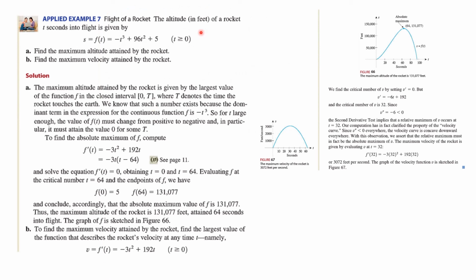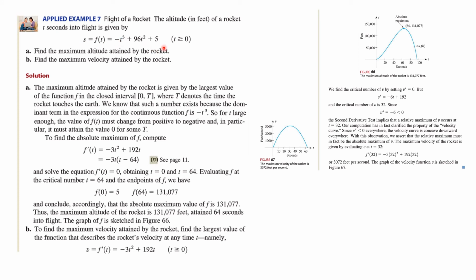Here's an example from physics, and this is the flight of a rocket. The altitude in feet of a rocket, t seconds into its flight, is given by s, that's the altitude, equal to f of t. It's a function of time. It's going to be minus t cubed plus 96t squared plus 5 for t greater than or equal to 0. We're to find the maximum altitude obtained by the rocket. So that means we want to find the maximum value of this function.